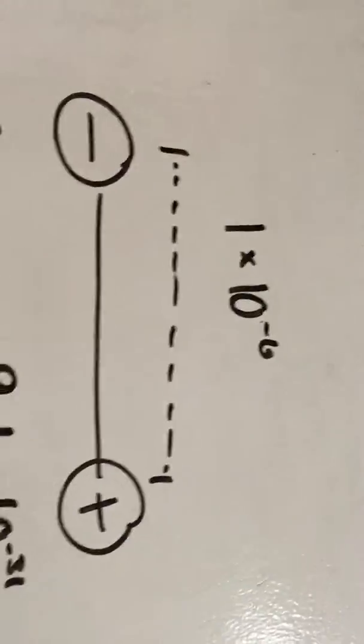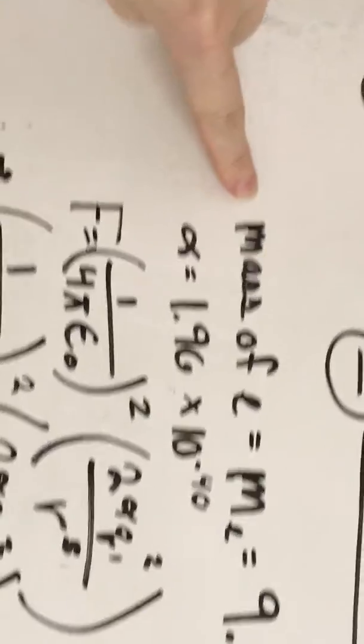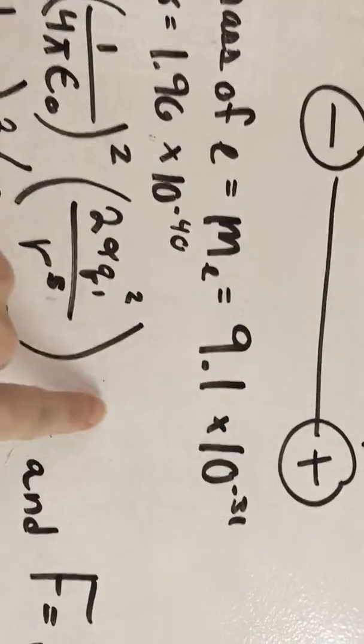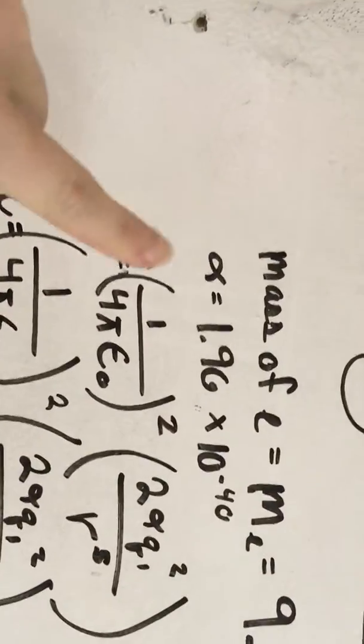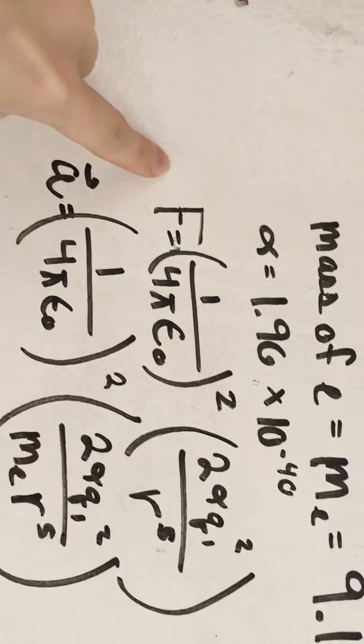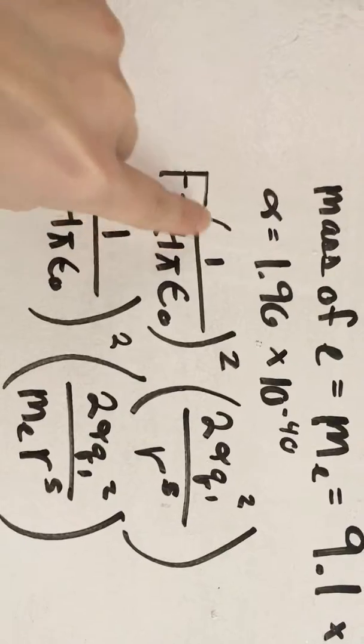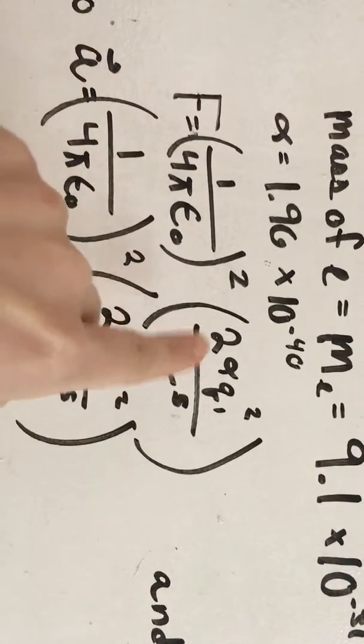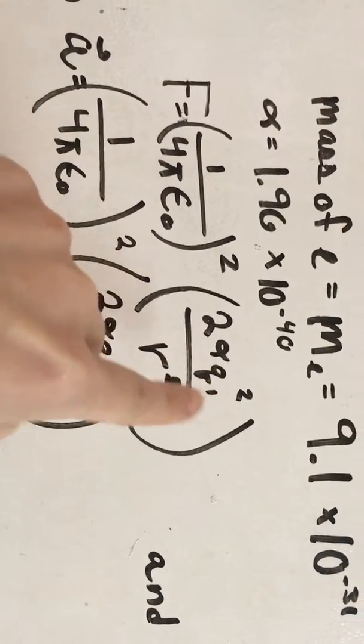I have drawn out my figure, and I have the mass of an electron is 9.1 times 10 to the negative 31st. I have my constant of polarizability. I plug that in. I have F is equal to 1 over 4 pi epsilon naught squared times 2 times alpha, the charge squared over r to the 5th.